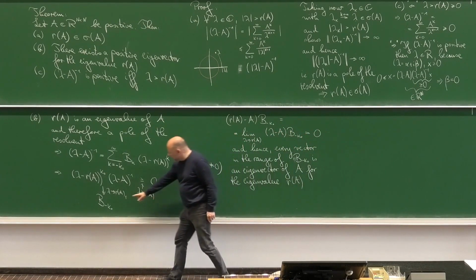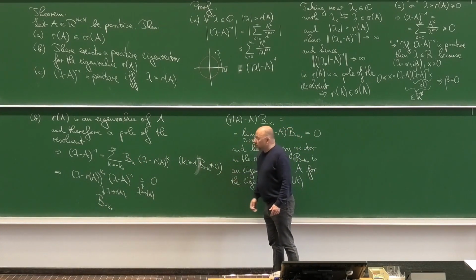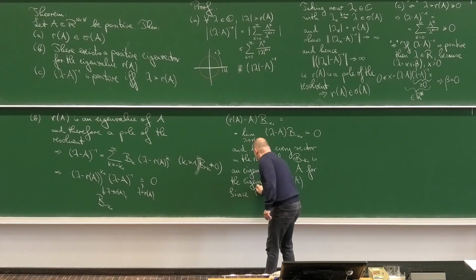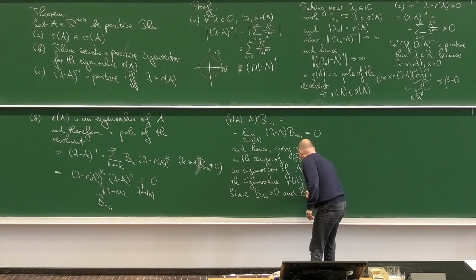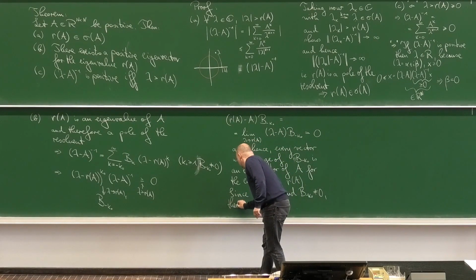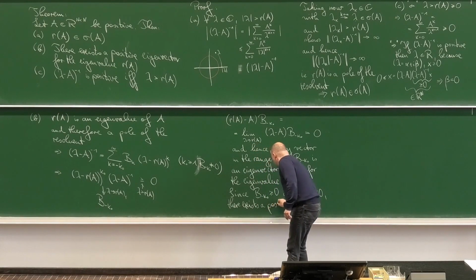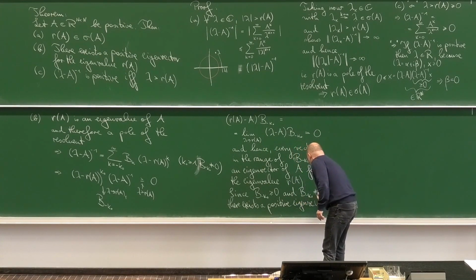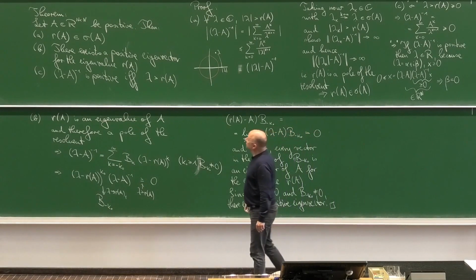But since this matrix B minus k0 is positive and non-zero, there exists a positive eigenvector. And I have proved the theorem here above.